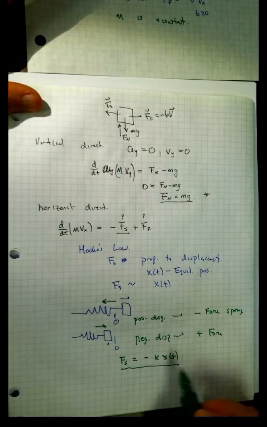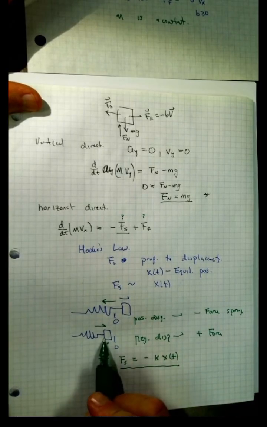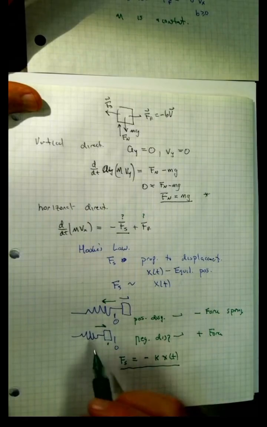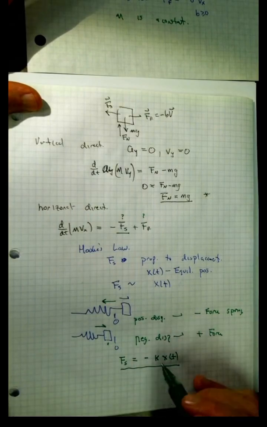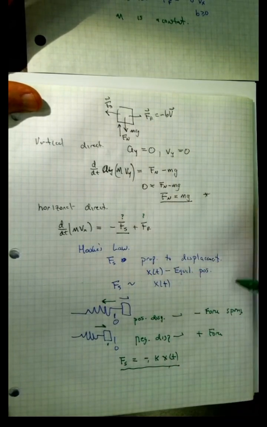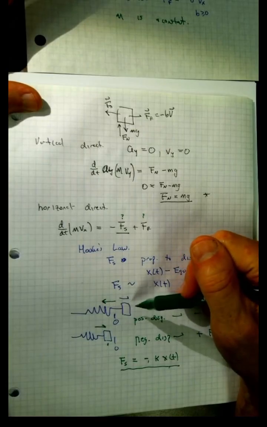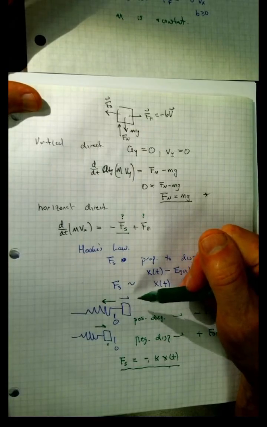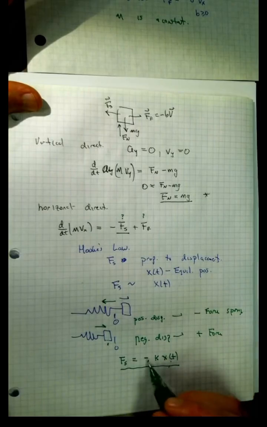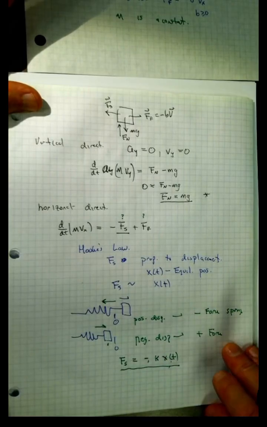So if x is negative, I'm compressing the spring. The force on the mass due to the spring is in the positive direction, so negative, negative is positive. If I pull the spring to the right, the spring force acting on the mass is trying to pull it to the left, or is negative. X is positive, this is negative, so the whole thing is negative.